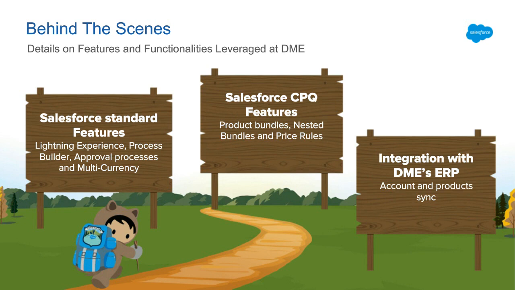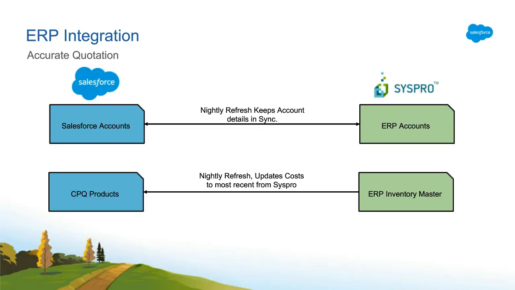And as I said, integration with DME's ERP, that was a big part of it. So what do we have there? So DME uses Syspro as an ERP, and we have two syncs going on nightly. So Salesforce accounts with the ERP account syncing both ways every night. So any change that happens either in Salesforce or Syspro gets pushed over to the other platform nightly. So we always have up-to-date information on the operations side and on the sales side.